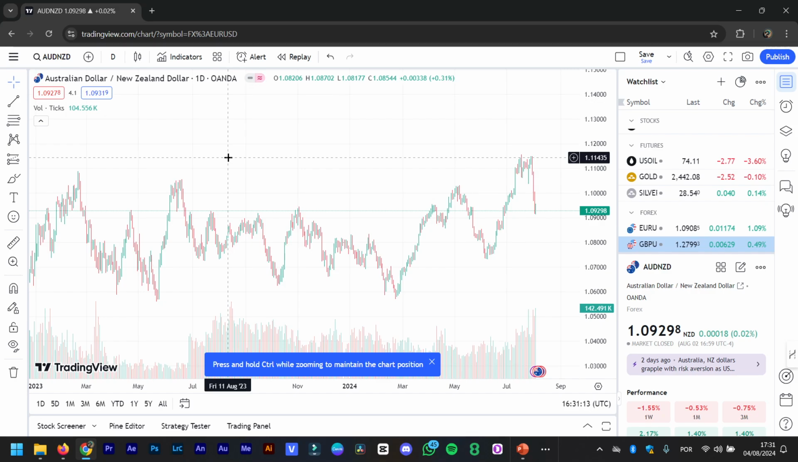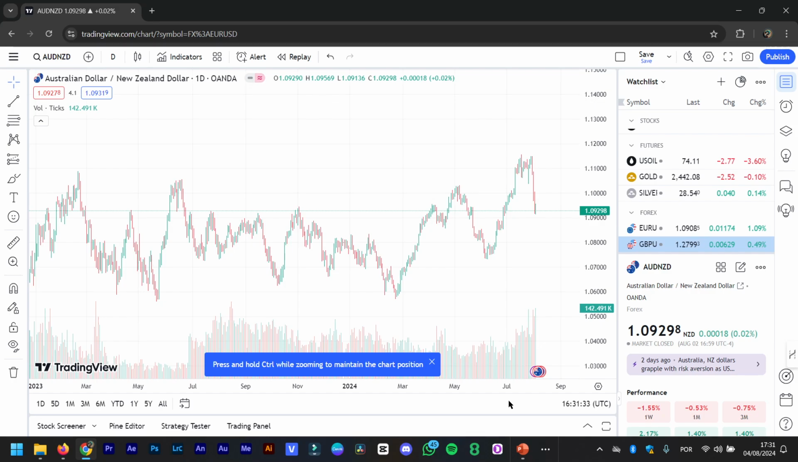And lastly, we have the exotic pairs. The exotic pairs involve a major currency and a currency from a developing economy, like USD/TRY, the US dollar and the Turkish lira. They have wider spreads and they can be more volatile.